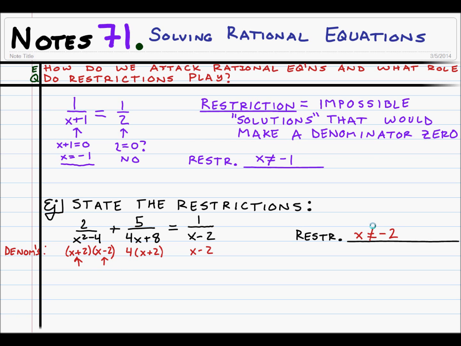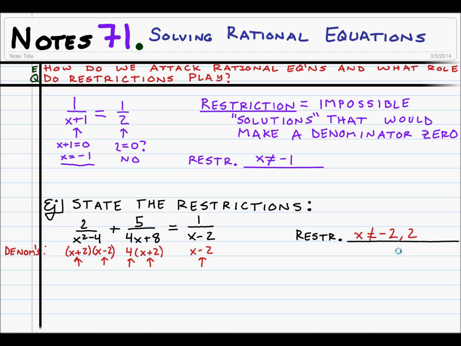So what makes that guy equal to 0? Obviously that would be +2. On the second one, you might think that 4 has something to do with it, but 4 never equals 0. So in fact, we don't have any restriction from there. We do have a restriction from x plus 2. It's -2, but we already got that one. No need to copy it again. And then finally, x minus 2. Hey, we got that one already too. That would give us x equals 2.